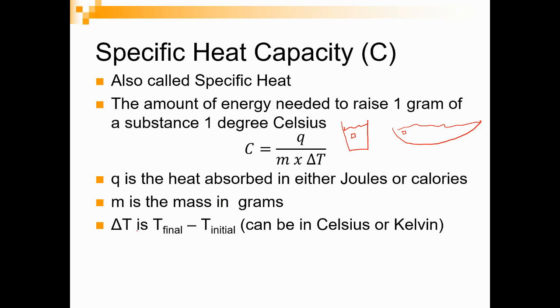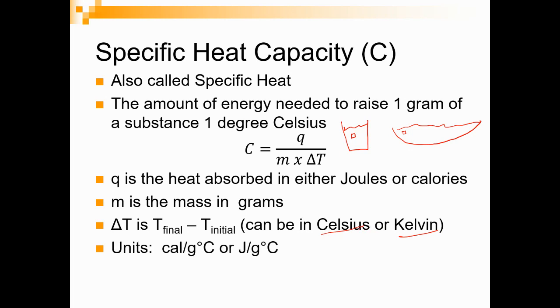And delta T, delta always means change. And when you find the change in something, it's always your final condition minus your initial. So the final temperature minus the initial temperature will give us delta T. And you can use either Celsius or Kelvin for delta T. The reason for that is because the unit of Celsius and the unit of Kelvin are identical. So when you subtract final minus initial in Celsius, you get the same answer as subtracting the final and initial temperature in Kelvin. So the change gives you the same thing, so it doesn't matter which one you use. You can use either one. Typically, you'll be given Celsius.